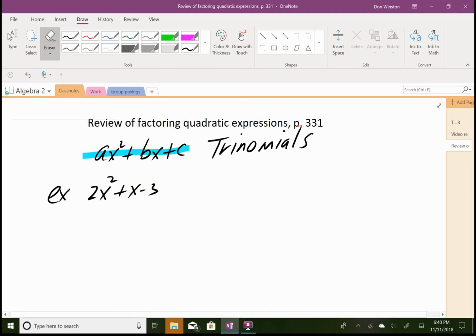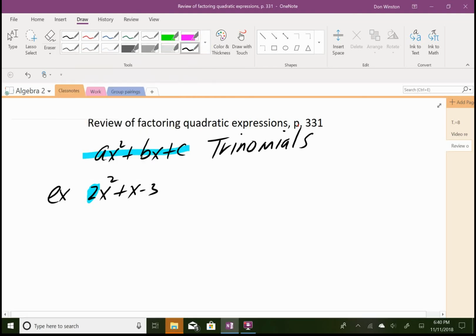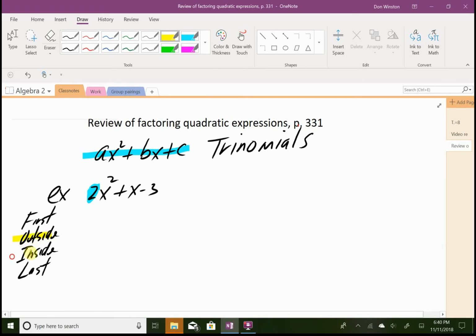What makes this problem a little more challenging, a little more work, is again, our leading coefficient is not 1. The way we approach this problem, and this is where it's important to keep FOIL in mind, FOIL, so remember first, outside, inside, last. What we're going to use here to help us is we're going to focus in on the O and the I multiplications.